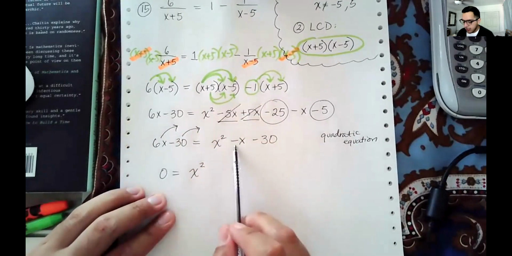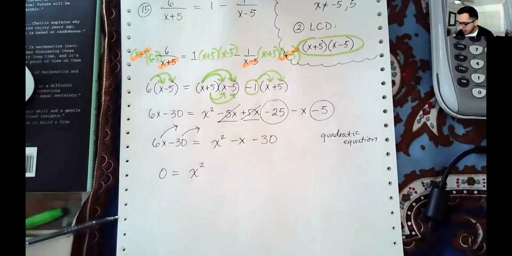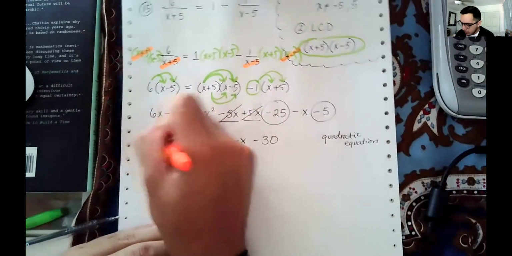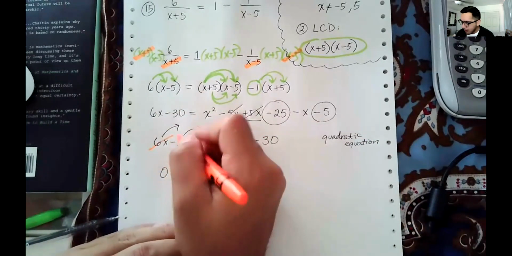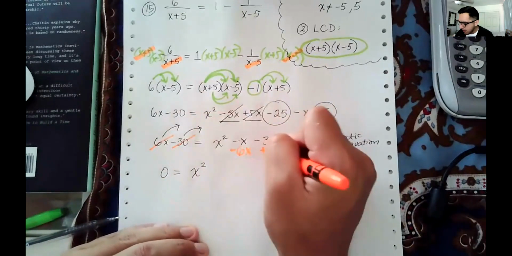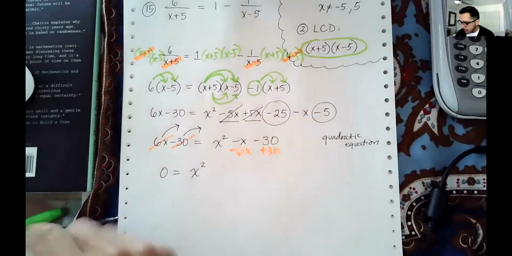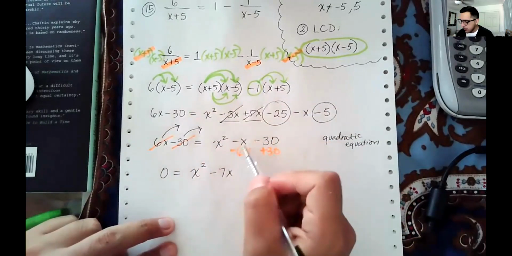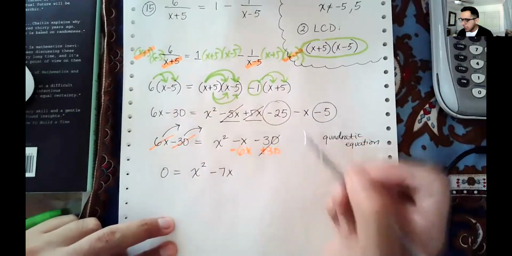And then if I subtract 6x there, I can cancel that out. But then here I would have to add 30 to cancel that out. So I would have negative 7x there. And then these would actually cancel out to 0.